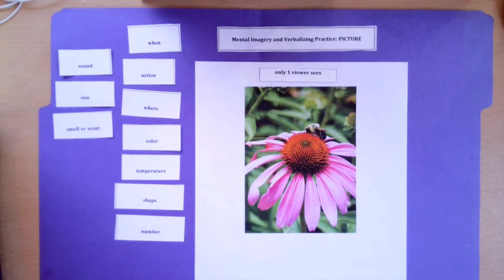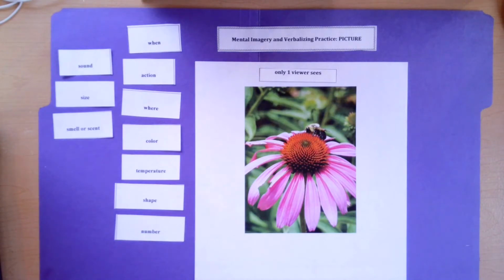This is a brief introduction to a mental imagery and verbalization practice that you can do with your students using pictures. It is based on Nancy Bell's approach, who initially used it in one-on-one interventions with students who couldn't comprehend what they were reading because they couldn't produce pictures in their heads.